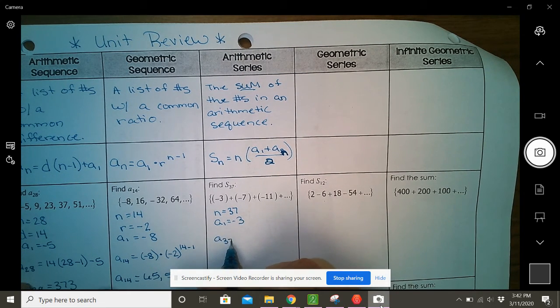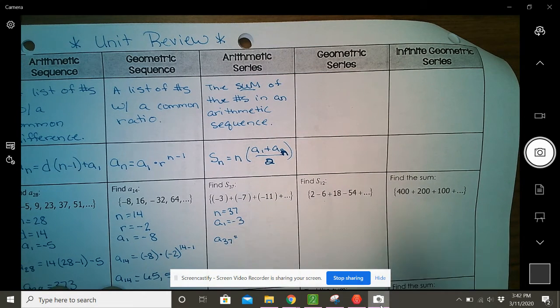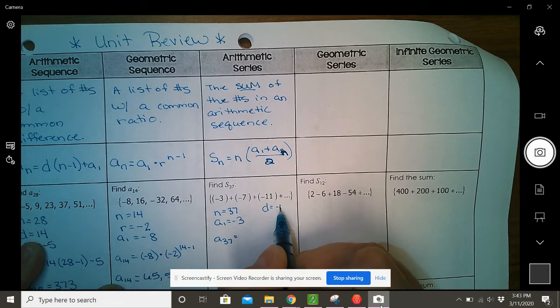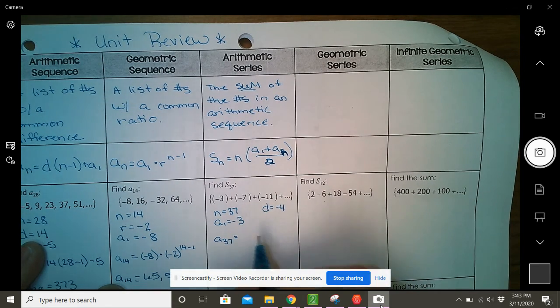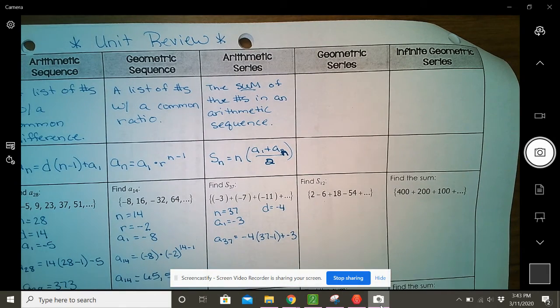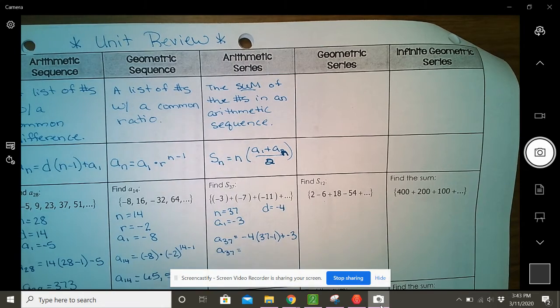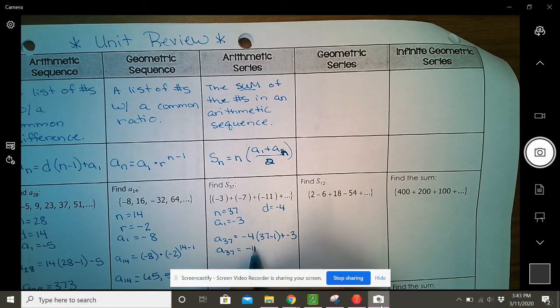A sub 37, 37th term. All right, well, I need my common difference to go from 3 to negative 7 or from negative 7 to negative 11. That common difference is negative 4. So I plug in a negative 4 for the D value. I'm working on 37 terms, and the original term is negative 3. So my 37th term in this sequence is negative 147.